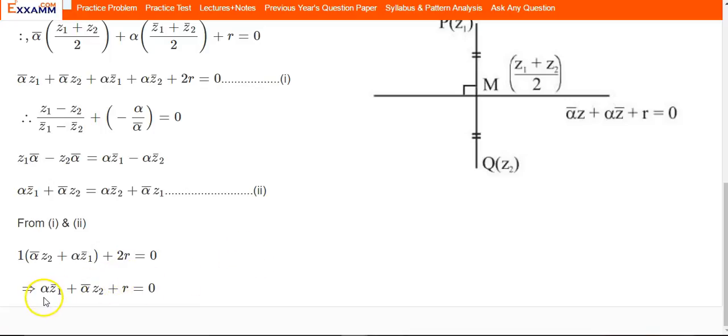But we know that if z2 is the mirror image of z1 with respect to the line alpha bar z plus alpha z bar plus r, where r is a real number and alpha is a complex constant, then in that case alpha z1 bar plus alpha bar z2 plus r is equal to 0. We will do an example of this also.